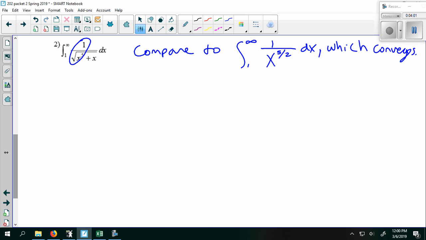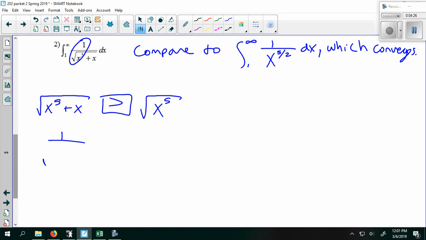Okay, so now I'm going to compare the denominators first. So the square root of x to the 5th plus x compared to the square root of x to the 5th. So the left-hand side should be bigger, right? Because I'm adding x, which is a positive number. So it should be bigger when you add x to it. And then when I take the reciprocals, the inequality reverses. So my integrand is smaller than the integrand of a convergent integral. So I'm going to write out my conclusion.